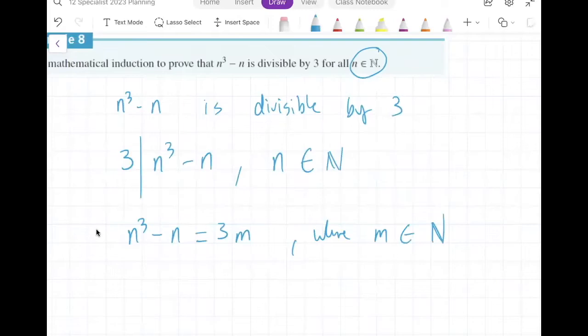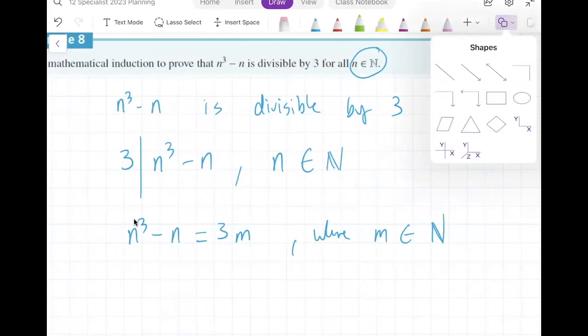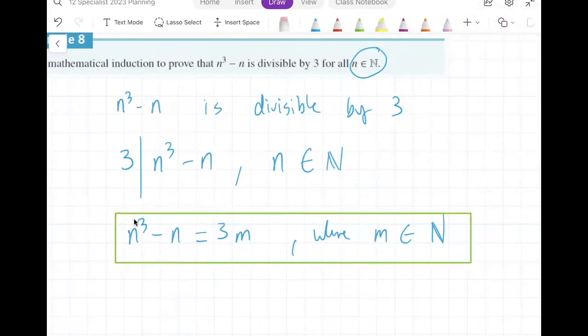The reason n is a natural number is if I have only positive values and I'm cubing one of them and subtracting it, it's always going to give a positive answer. So I can use natural numbers. If it's possible to get negatives, then I could just put where m is some integer or some form of whole number. So this is what I'm trying to prove, where n cubed minus n is divisible by 3.